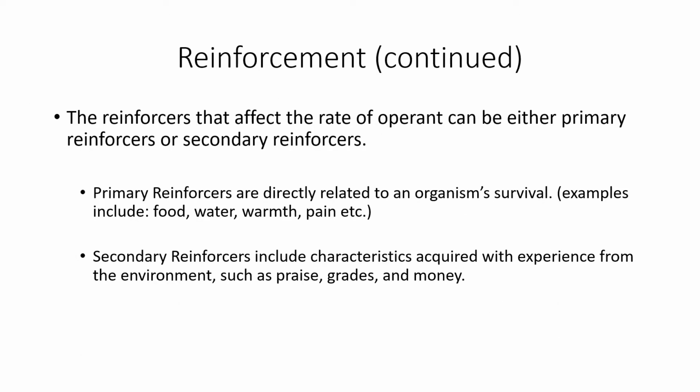The reinforcers that affect the rate of the operant can be either primary reinforcers or secondary reinforcers, and it's important to distinguish between the two. Primary reinforcers are directly related to an organism's survival. For example, we're talking food, water, warmth, pain, etc. Secondary reinforcers include characteristics that are acquired with experience from the environment, such as receiving praise, getting good grades, earning money for a job well done. Those are some examples of secondary reinforcers.